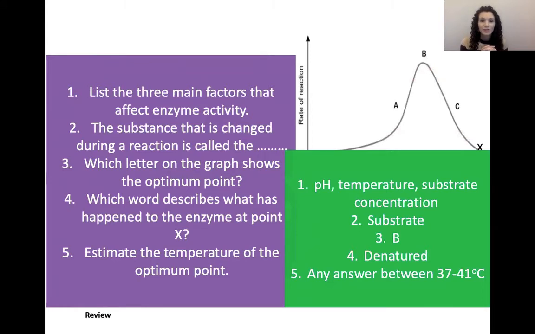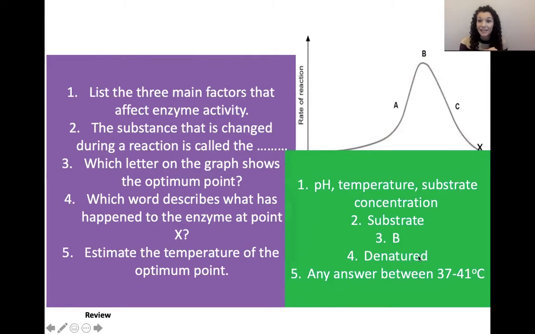Number 3, which letter in the graph shows the optimum point? It's point B. So this part where the enzyme activity is highest or the rate of reaction is highest. Number 4, which word describes what has happened to the enzyme at point X? What's happened to it here?